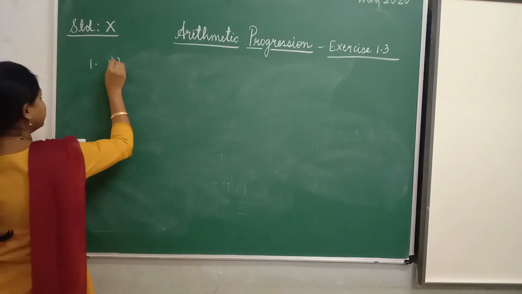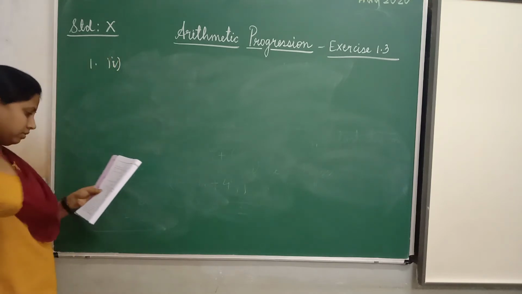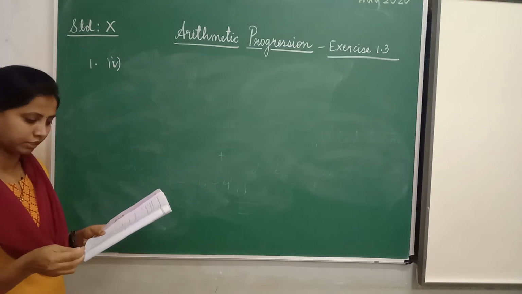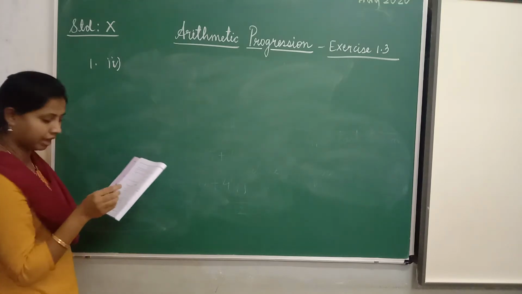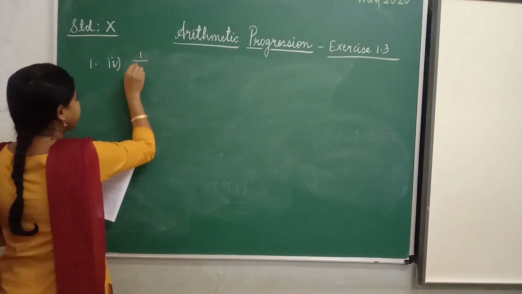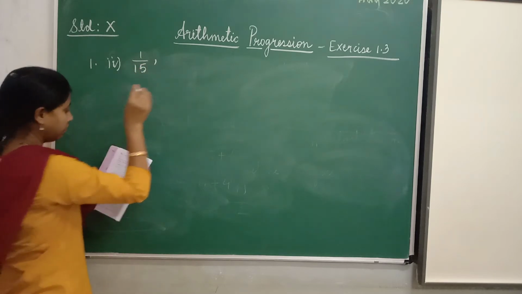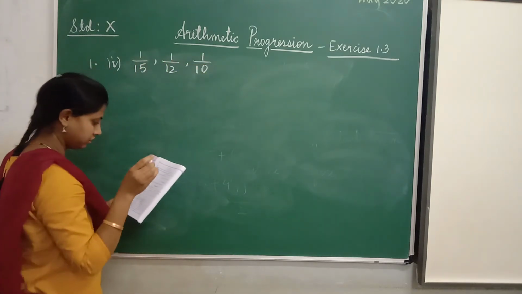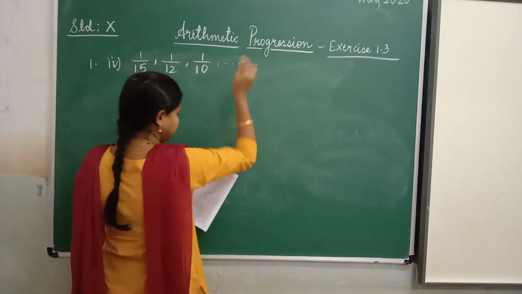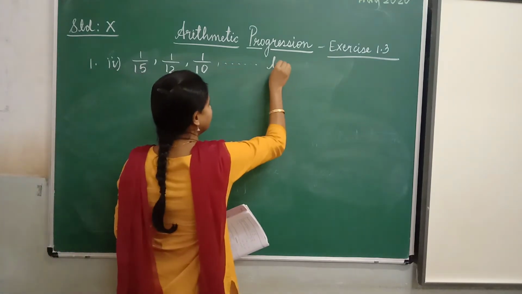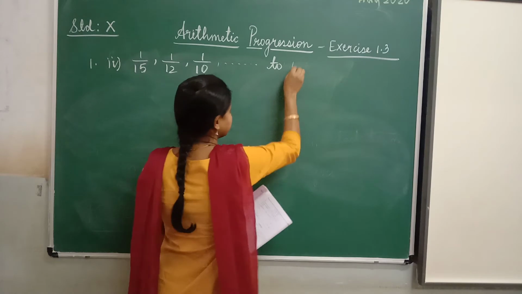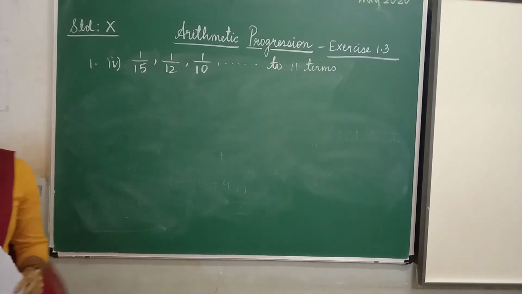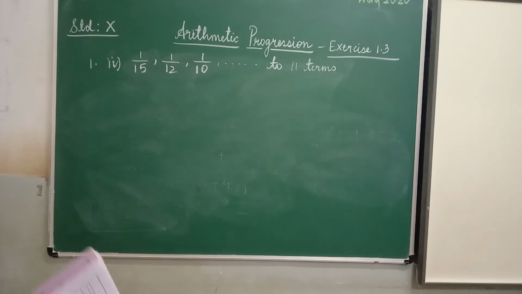Let's see example 4. Yes, the fourth question of first way. The fourth AP given is 1 by 15, 1 by 12, 1 by 10, and so on up to 11 terms. Up to 11 terms you have to find the sum of this particular AP.